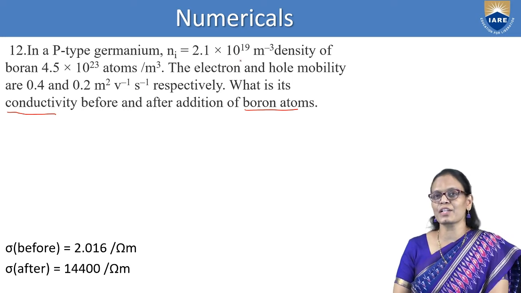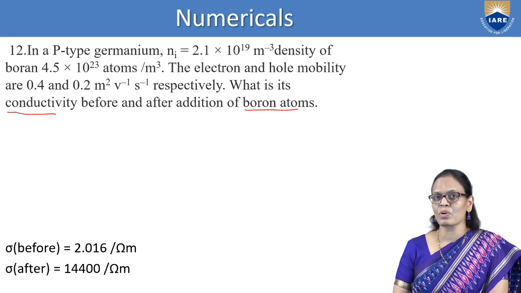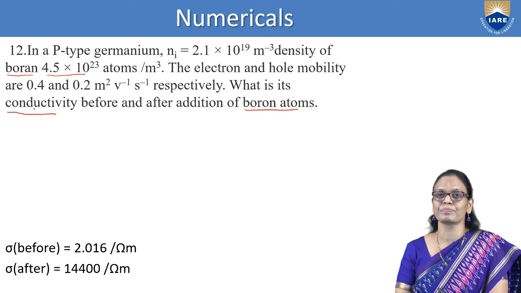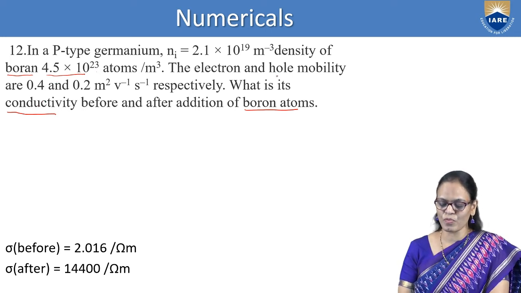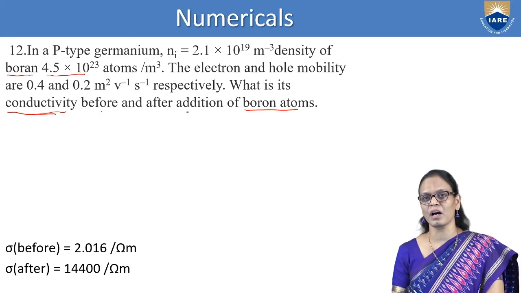Now the concentration is given here. Ni is 2.1 into 10 power 19 per meter cube. To that, we are adding an impurity, a trivalent impurity, boron. How many atoms are we adding? 4.5 into 10 power 23 per meter cube. What are we supposed to find? We have to find the conductivity before and after addition of boron atoms.